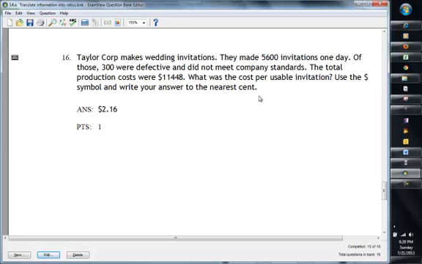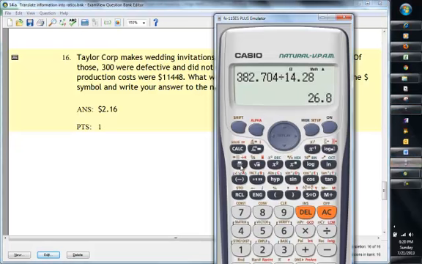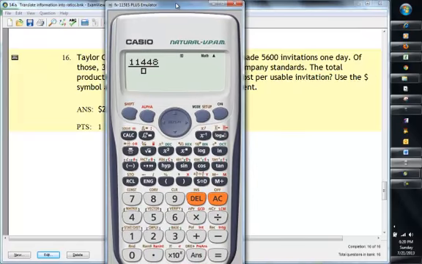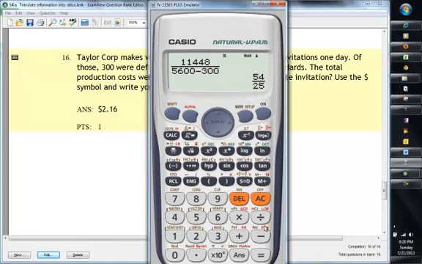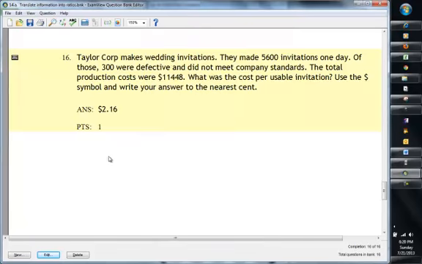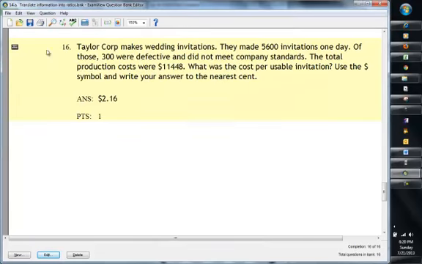Taylor Corp makes wedding invitations. They made 5,600 invitations in one day, 300 were defective. The total costs were $11,448. What was the cost per usable invitation? So we want the numerator to be the cost, $11,448. The denominator is going to be the wedding invitations made, subtract the unusable ones. And when we get it, we get $2.16 per invitation. So this is how to do 1.4.A.